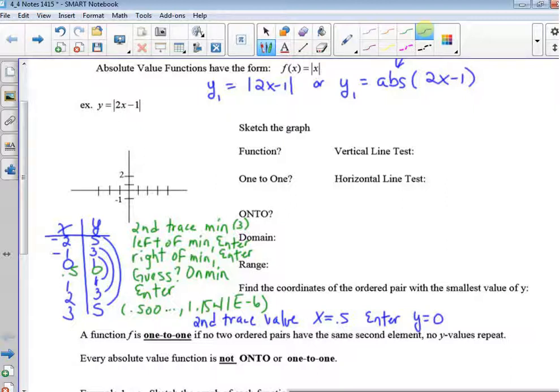So let's sketch our graph. So -2, 1, 2, 3, 4, 5. -1, 3, 0, 1, 0.5, 0, 1, 1, 2, 3, and 3, 5. So it should look like a V.